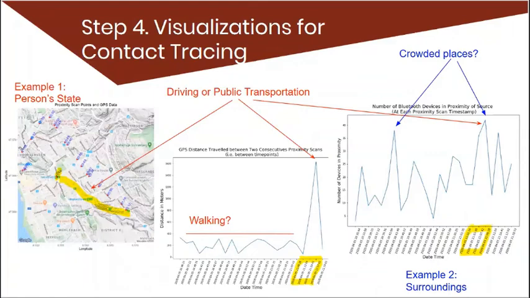Here are two examples. Example 1 shows how by combining GPS map, average distance traveled, and number of proximity devices, one can interpret whether the person is walking, cycling, or driving. Example 2 shows how by combining GPS map and number of devices, one can interpret the contact surroundings, like crowded or uncrowded places.